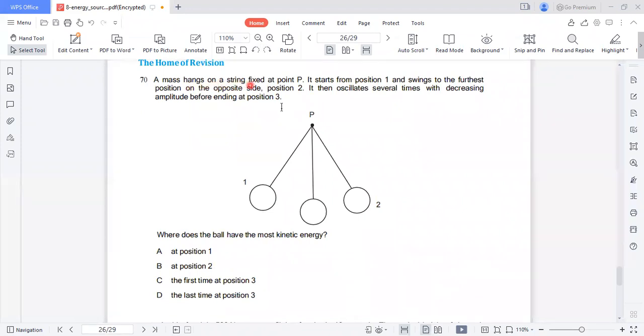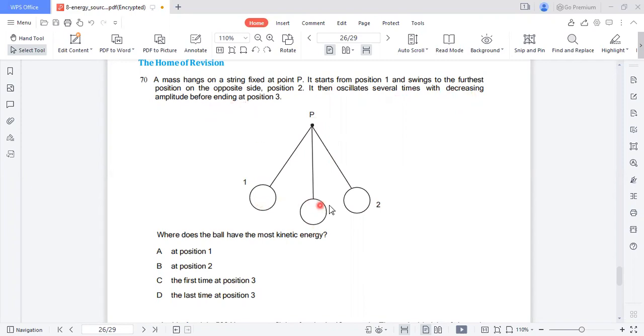A mass hangs on a string, like a pendulum-like situation, at point P. Some mass is hanged. It starts from position 1 and swings to the furthest position on the opposite side. Suppose it's a kind of pendulum. You drag it from here to here and then release, and then it will start oscillating like this on the opposite position. It then oscillates several times with decreasing amplitude.